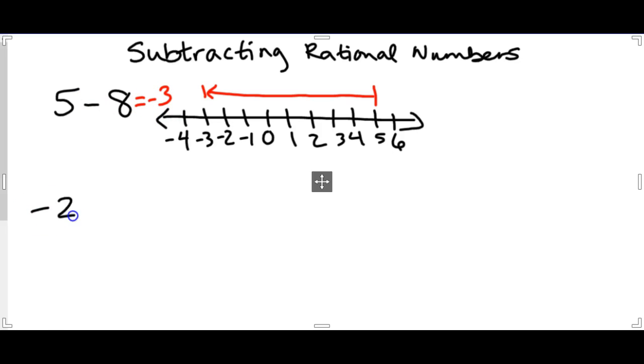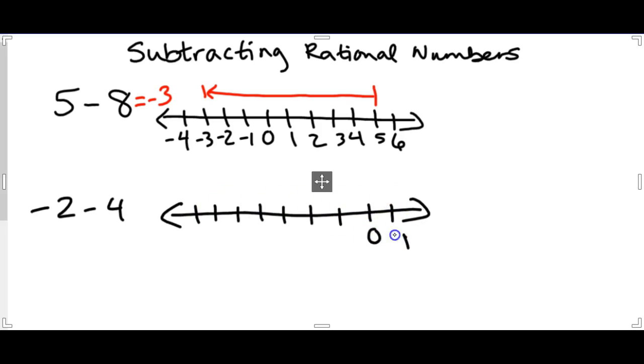Another example would be -2 minus 4. So we start at -2, and then minus 4 means go left 4 spaces, 3, 4, which takes us to -6. So -2 minus 4 is -6. And since they are the same signs, they're both negatives, we just added 2 plus 4 is 6, but we kept it negative because they were negative numbers.